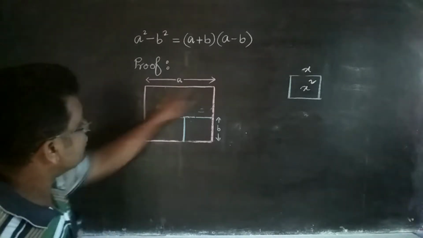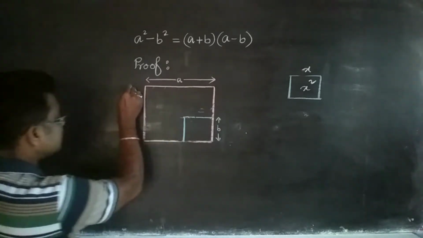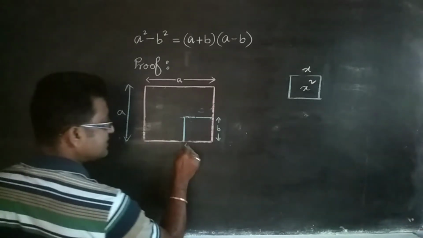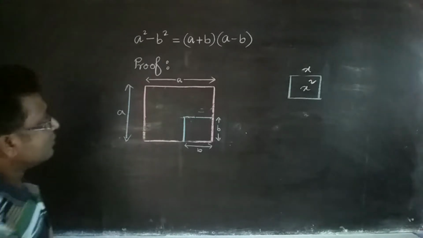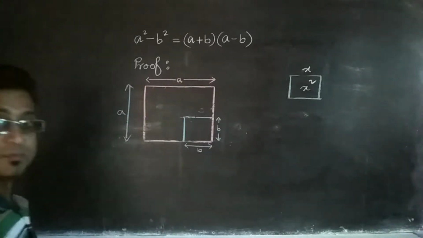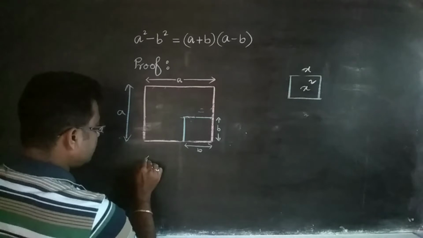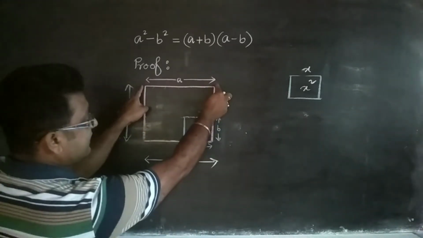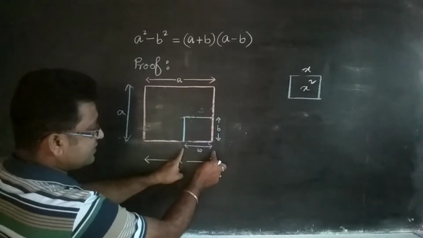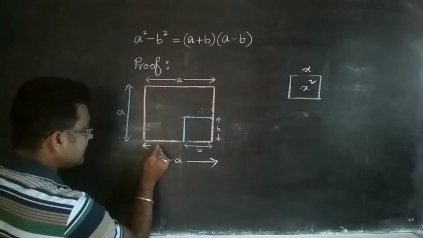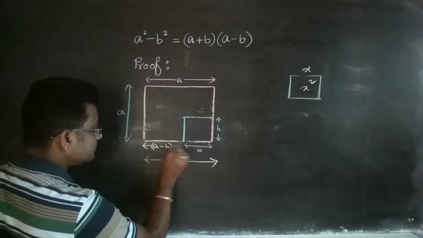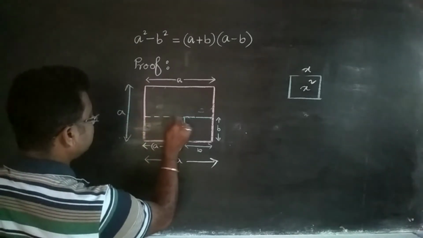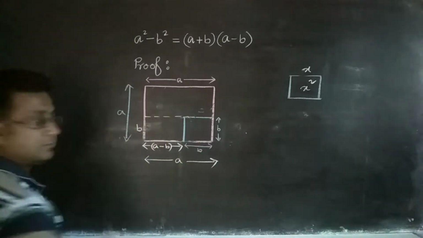Am I clear? This whole length is a, and this length is b, that means this length also b. Now this is a, that means this full length will be how much? If this is a, this full length also will be a. I think everything is clear. If this part is a, this is b, so this will be b. So this part will be a minus b. And since this is b, if I draw a dotted line here, I am going to get b here.